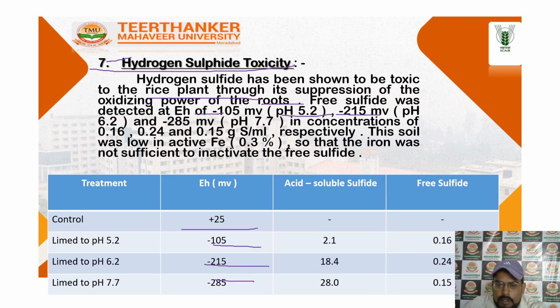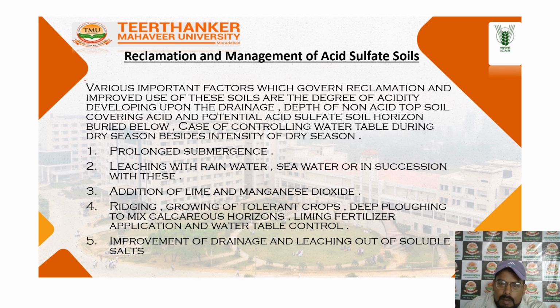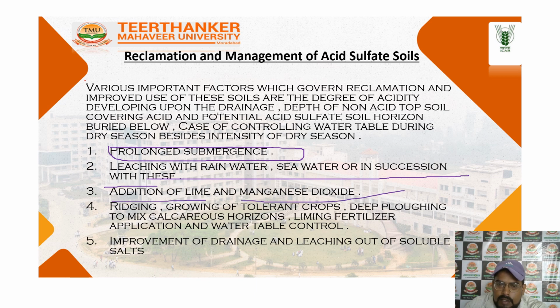That's all. Next is the management of acid sulfate soil. First, make prolonged dry season and prolonged submergence, and leach with rainwater or seawater. Add lime, manage the spreading of crops, and manage the application of fertilizers. Water control and an important drainage system remove soluble salts and others. So that is the acid problem: developing the drainage and depth of the acid soil to control it.